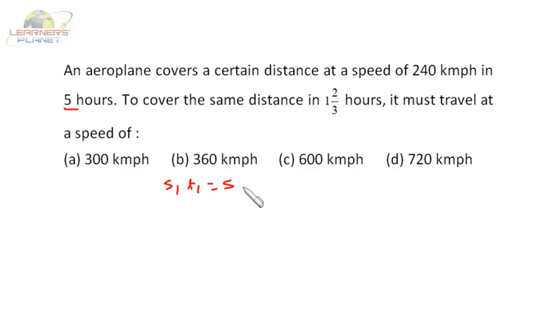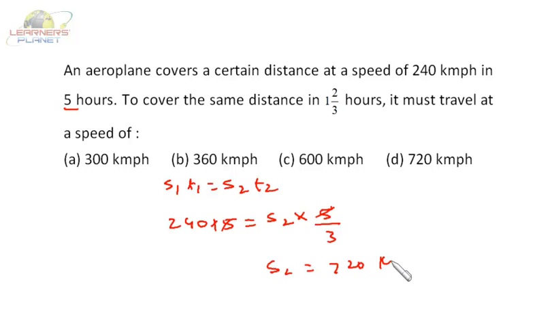S1 T1 is S2 T2. Now initially the speed is 240 and timing is 5 hours. Now we have to find out the new speed and timing is 5 by 3 hours. Okay. So the new speed must be 720 kilometer per hour. Okay. It's very simple problem.